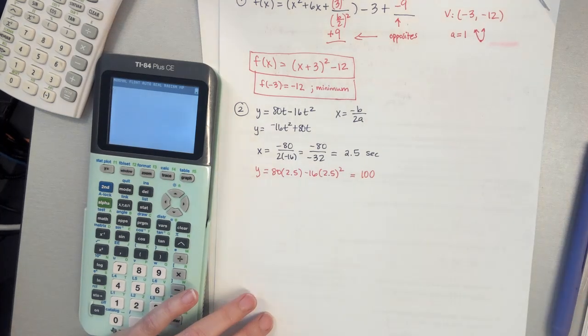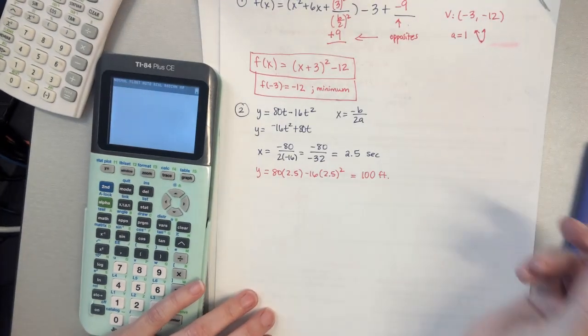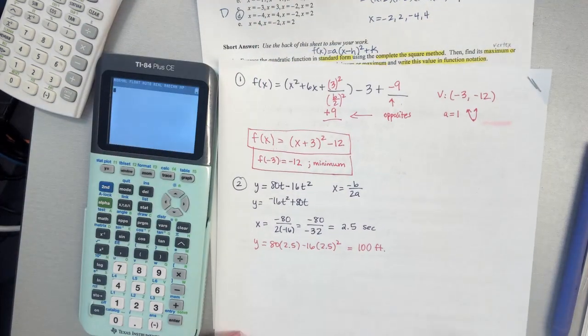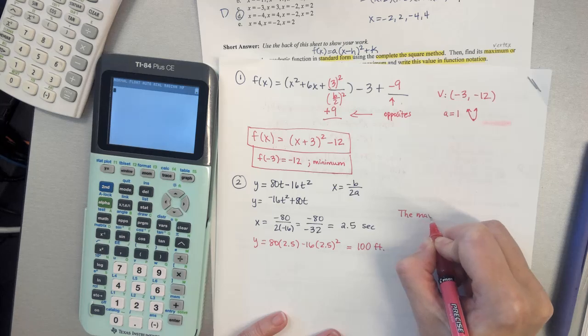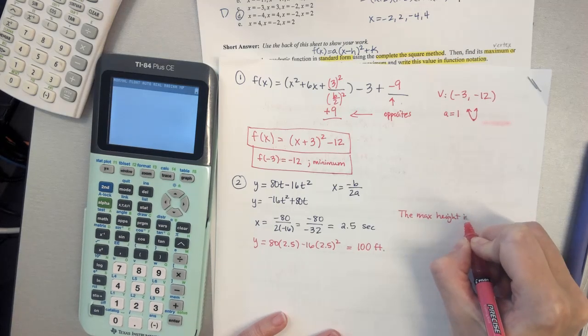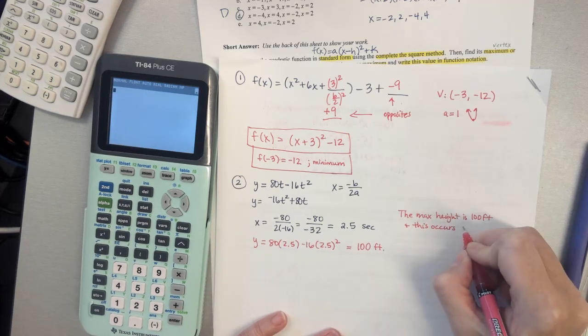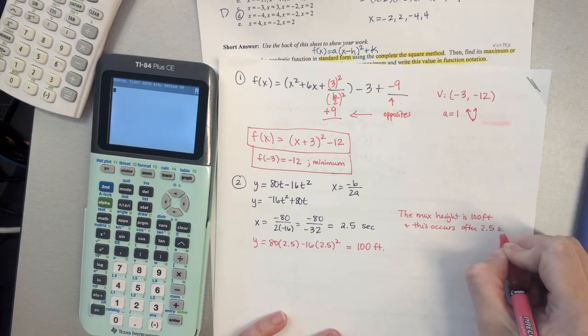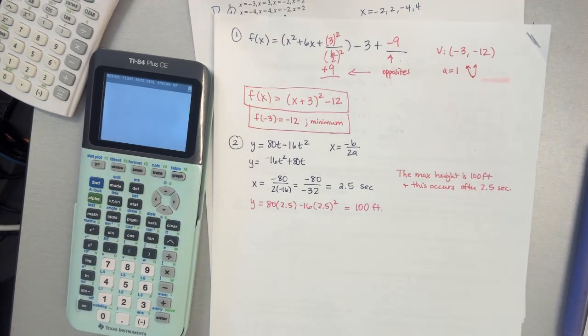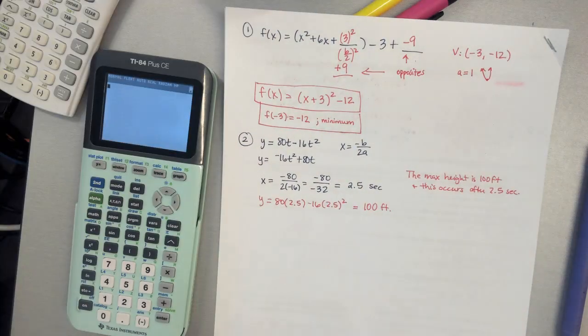100. Okay, so make sure that you read the question. So your maximum height is 100 feet, and this occurs after 2.5 seconds. So they ask you for 2 things. On your quiz, you'll have 2 different spaces. Make sure you understand which one's the height and which one's the time. Know what your input is, know what your output is. All right, and then you're dividing using long division.